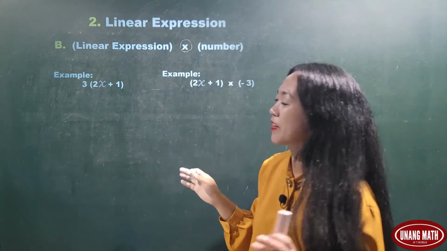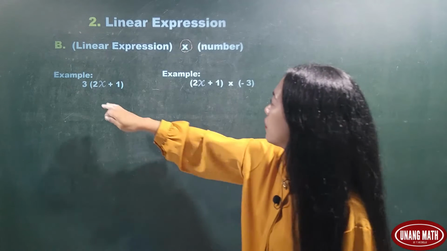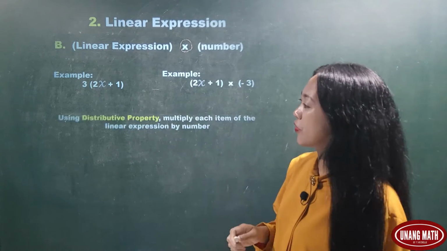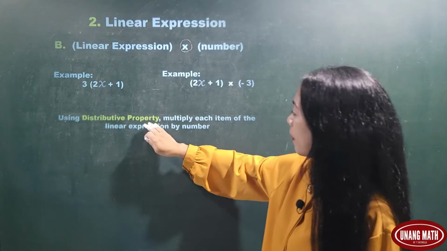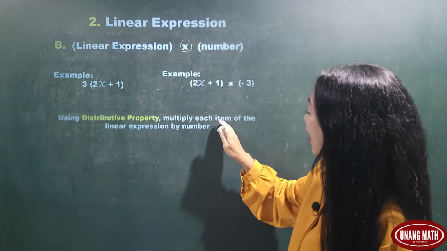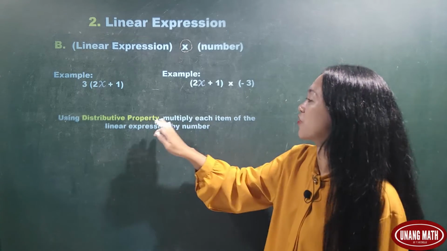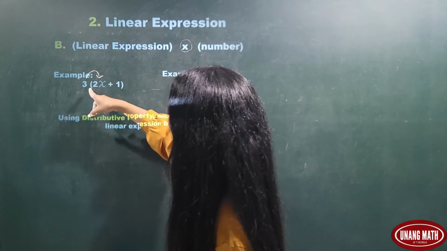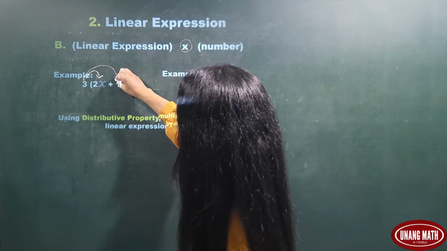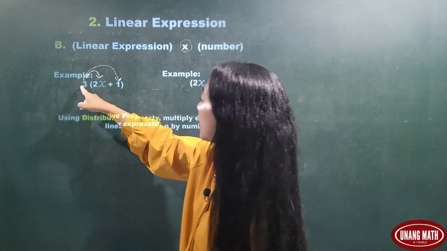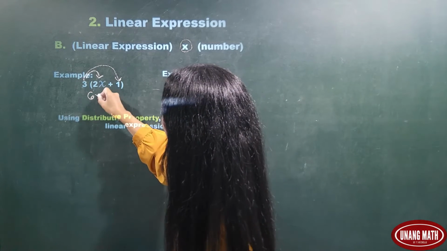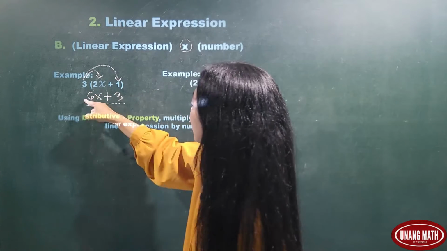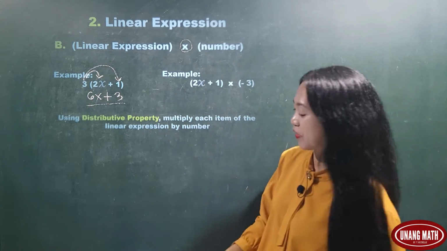2x plus 1 is inside the parenthesis, so this is a number times a linear expression. To answer this, we will use the distributive property. We need to multiply each item of the linear expression by the number. So 3 times 2x and 3 times 1. 3 times 2x is 6x, plus 3 times 1 is 3. So we have 6x plus 3.